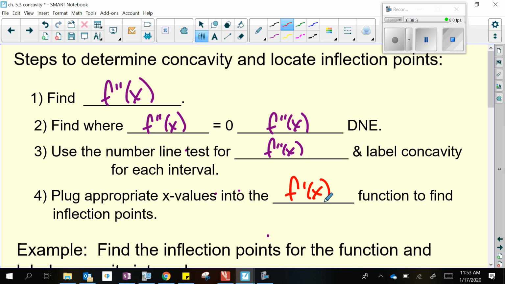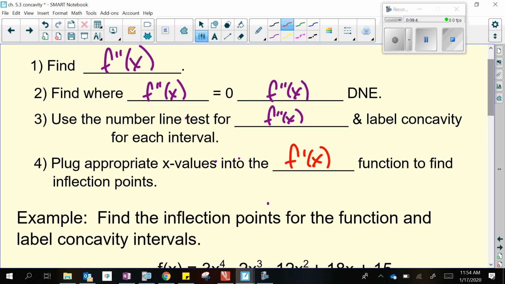So everything we used the first derivative for, now we're going to use the second derivative for. No, I mean the original function. Yeah, good point. You good?